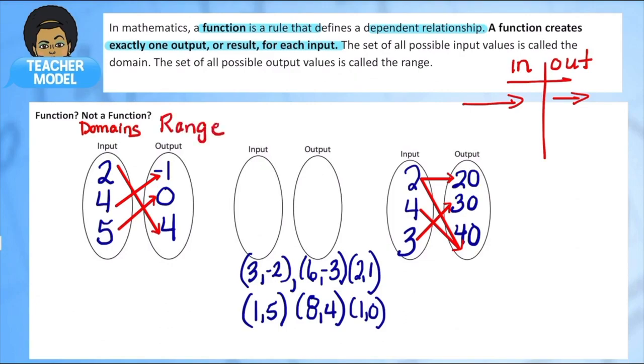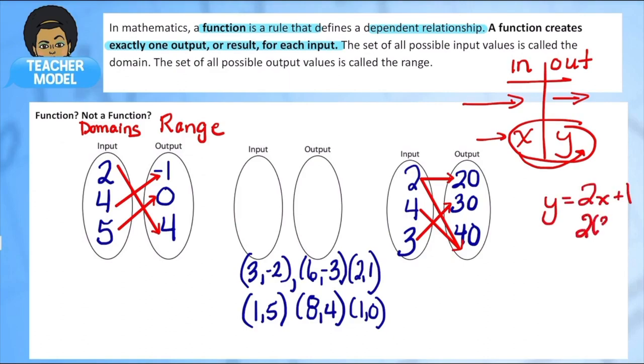Now, what else does this remind you of? When I think of in and out tables, I think of my coordinate pairs when I have X and Y. I know that whatever I put in for X creates Y, it determines the Y. This again represents a type of relationship. Think about something like Y equals 2X plus 1. Whatever happens to X, so if X is 3, I can use that to determine what Y is going to be equal to. That would be my output. So we're thinking about it very much like this.